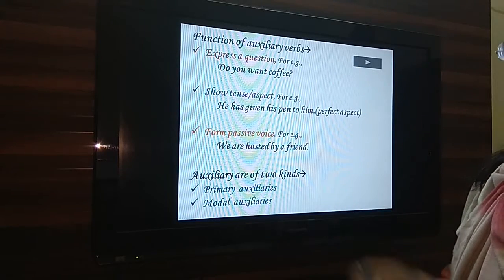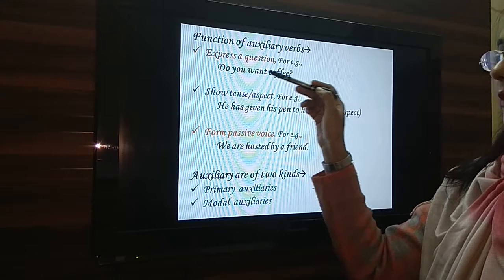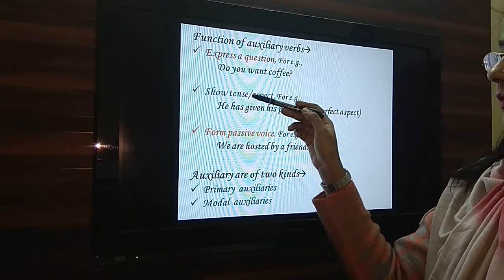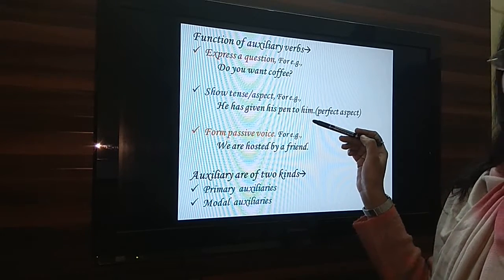Function of auxiliary verbs. First function, express a question. Do you want a coffee? Show tense or aspect. Example, he has given his pen to him.